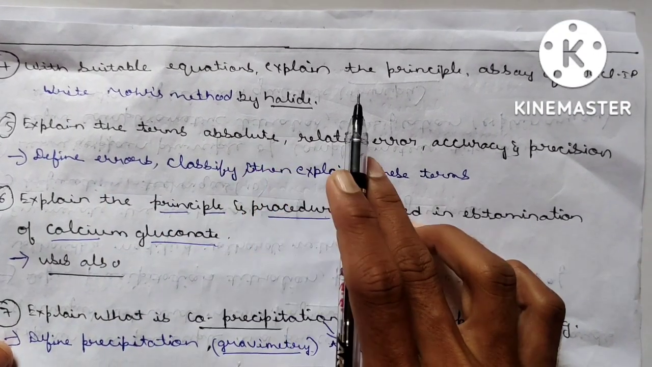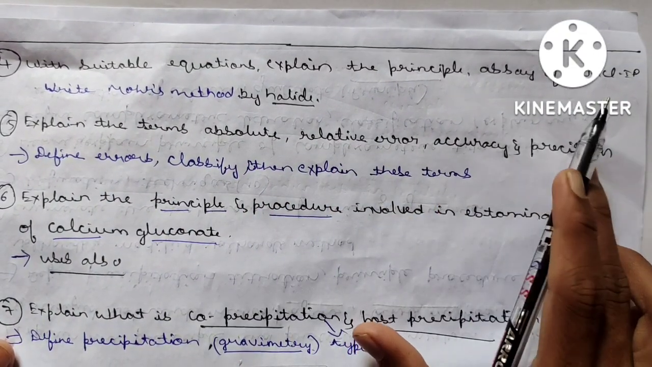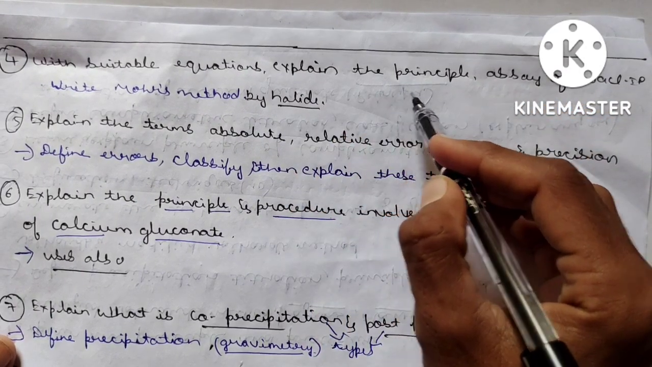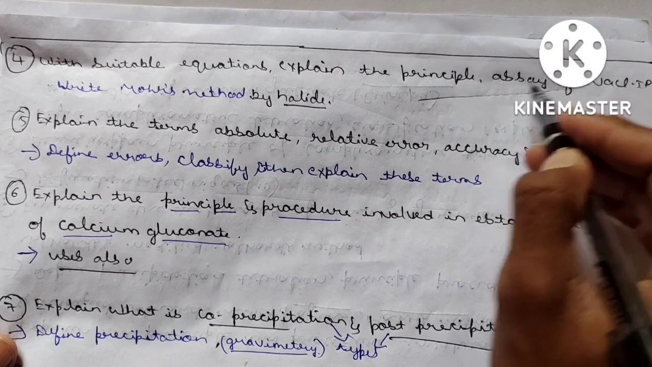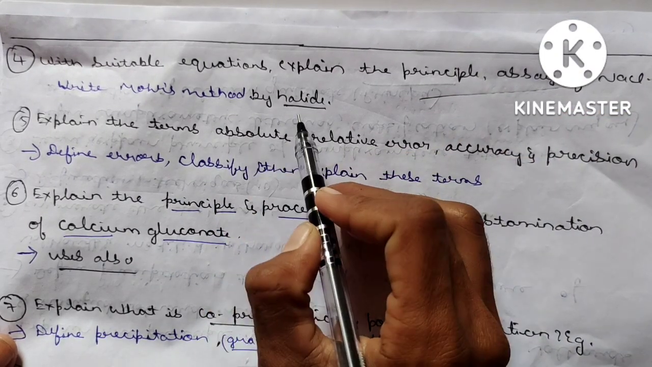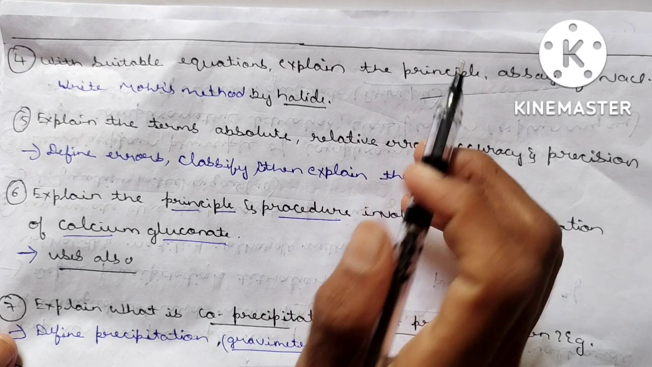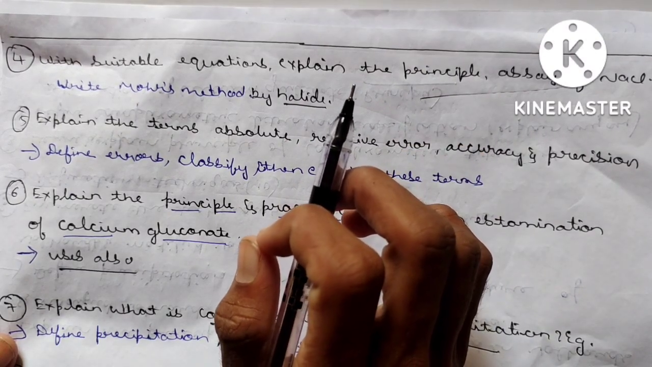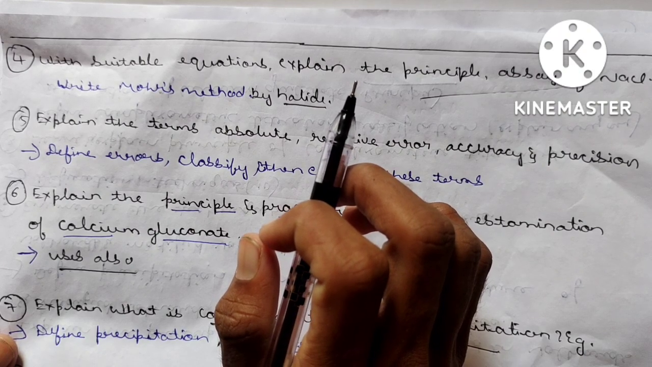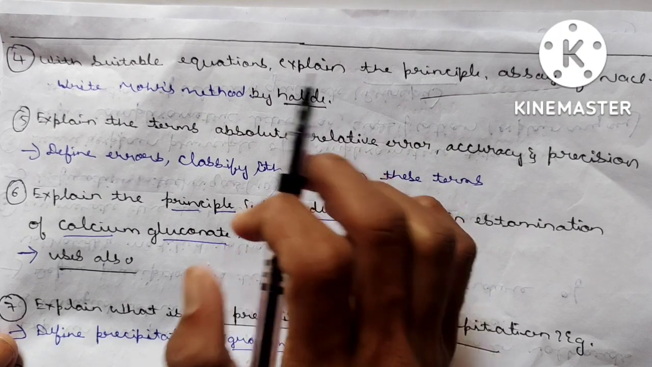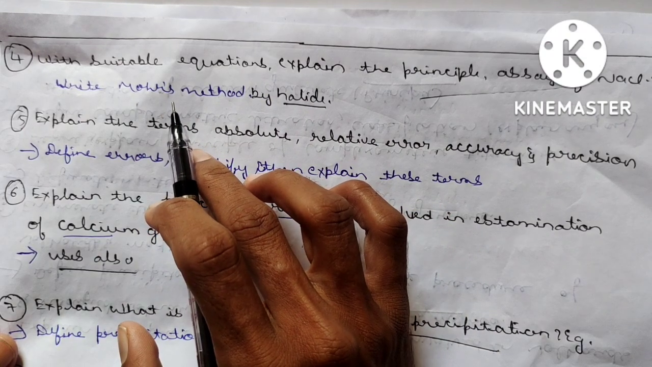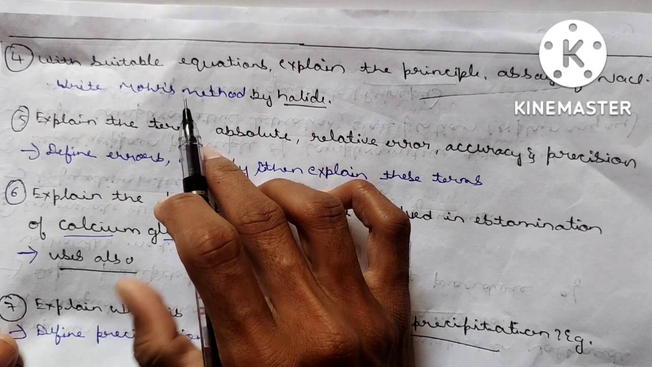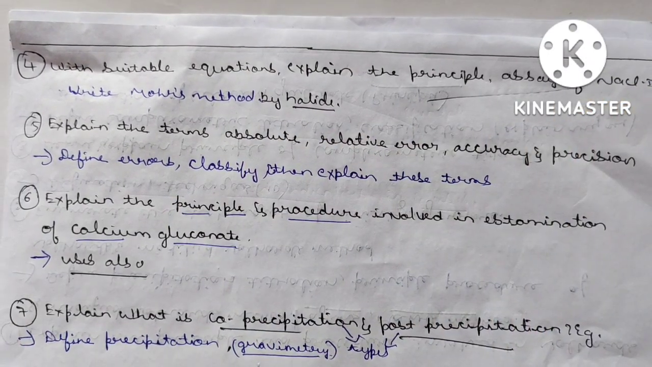With suitable equation, explain the principle of assay of sodium chloride. Here, if they ask the principle of assay of sodium chloride, directly go for the Mohr method. Just write the Mohr method and you will get the 5 marks. The assay of sodium chloride and the Mohr method are the same. The principle, procedure and reaction of the Mohr method is the assay of sodium chloride.